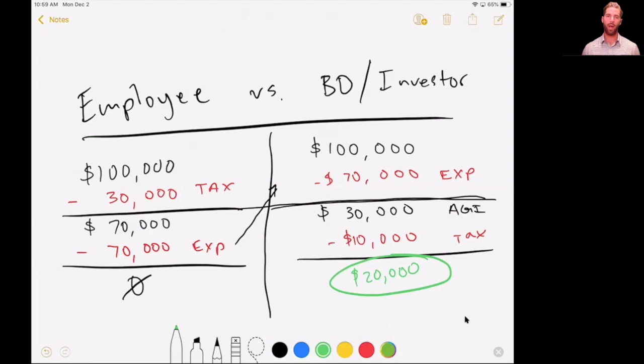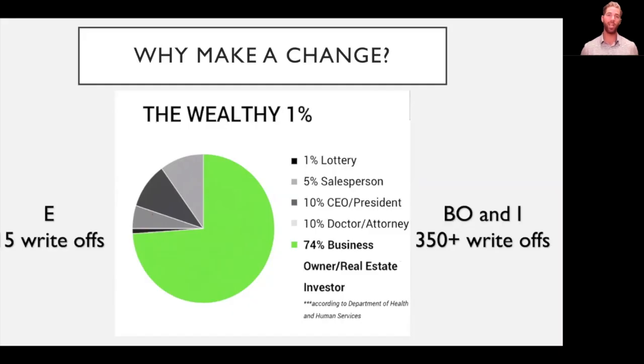Which side would you rather be paying tax? Which side allows you the freedom to transition your personal expenses into the business expenses? So I invite you to start making the change over to the right side of this example or this demonstration. Why should we make the change? Well, let's look at this pie chart a little bit deeper. 74% of individuals in the top wealthiest 1% in our country have done it through business and have done it through real estate investing. Now, as an employee, you have 15 write-offs. And as a business owner and an investor, you have over 350 write-offs.